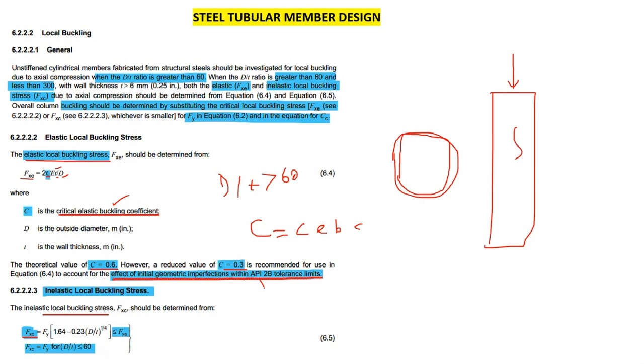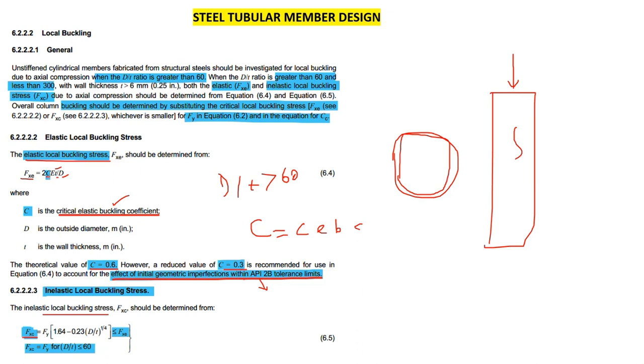There is one code called API 2B. API 2B is for fabricating tubulars. We use it for steel tubular fabrication. There will be some geometric imperfections, all these things will be there, and it gives the tolerance limit also. If you are within the tolerance limit, then we can use this C value of 0.3.